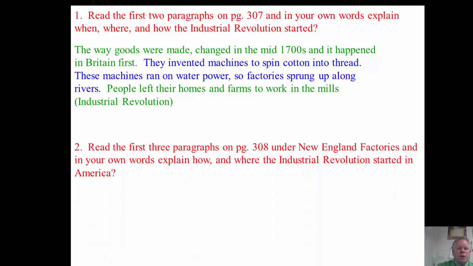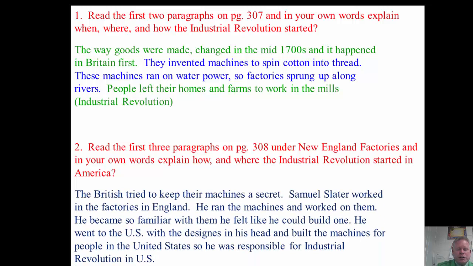Okay, the second question I want you to answer: read the paragraphs on page 308 under the heading New England Factories. Read them several times so you get a clear understanding of how this happened. Then, in your own words, explain how and where the Industrial Revolution started in America.